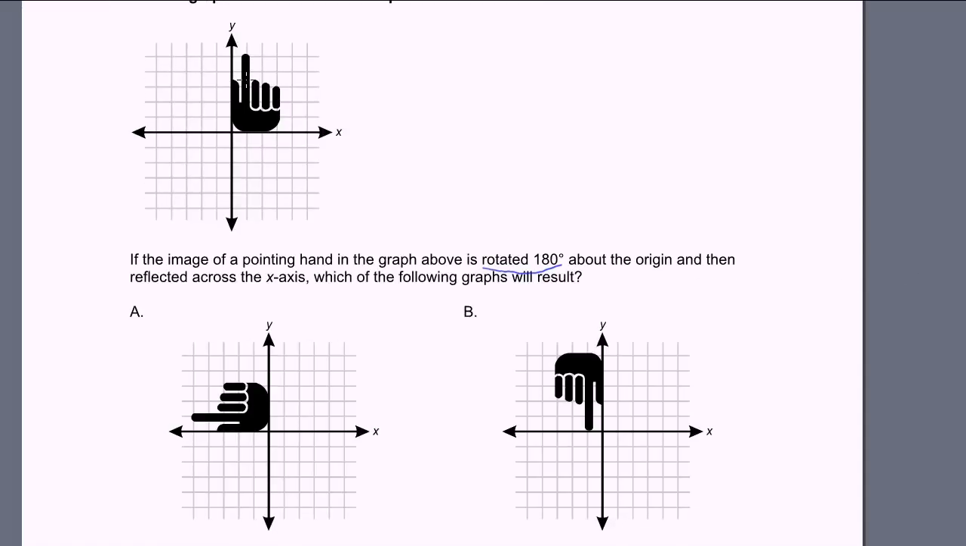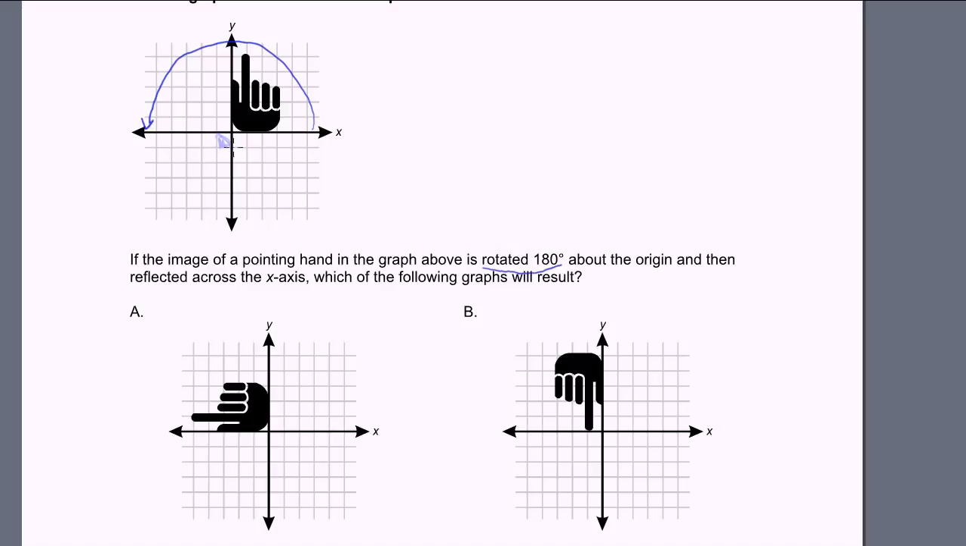So let's do it step by step. If you're rotated 180 degrees, you're rotating it like this around the origin. So for example, this square, you could draw it in a lighter color. This part of the hand is going to rotate all the way down. So it's going to look like that right there.